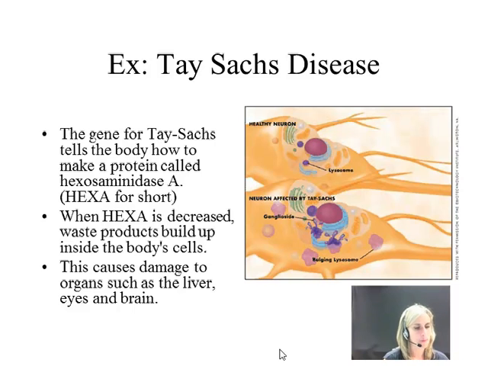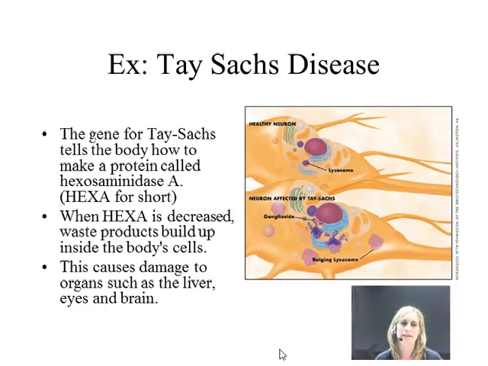Another example for incomplete dominance is actually Tay-Sachs disease. The thing about Tay-Sachs disease is you probably didn't learn that it was an incomplete dominant trait. You probably learned earlier that it was recessive, that if each parent had 1 copy of the gene, it only showed up when they had 2 copies of the allele.